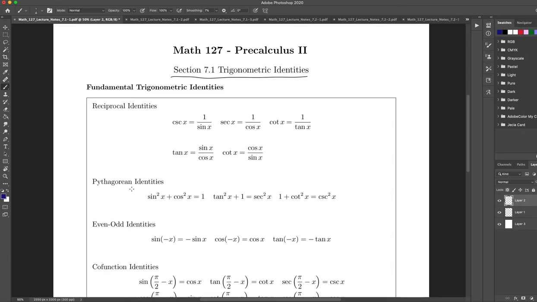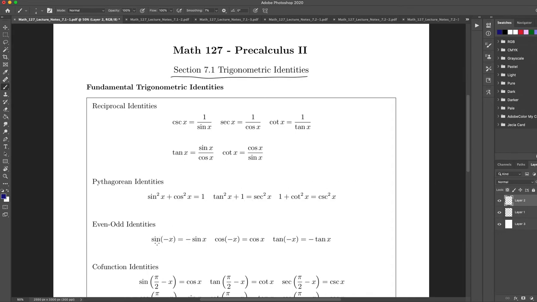We've done the Pythagorean identity: sine squared plus cosine squared equals 1, tangent squared x plus 1 equals secant squared, and 1 plus cotangent squared equals cosecant squared. Notice these are all really the same, because if I took this and divided everything by sine squared x, cosine squared over sine squared x is cotangent squared, and 1 over sine squared x is cosecant squared. We can achieve the other one just by dividing by cosine. So these are the same thing, written three different ways.